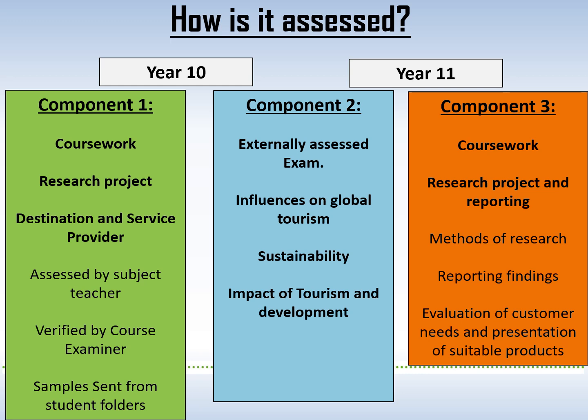Component 2 then, in Year 10 and Year 11, is the externally assessed exam, and it is usually in February of Year 11. The exam focuses on influences on global tourism, sustainability, and the impact of tourism and development in certain areas. And in Year 11, Component 3 is coursework, a research project and reporting. This is your own independent work into methods of research. You report your findings and you evaluate customer needs and give a presentation of suitable products.